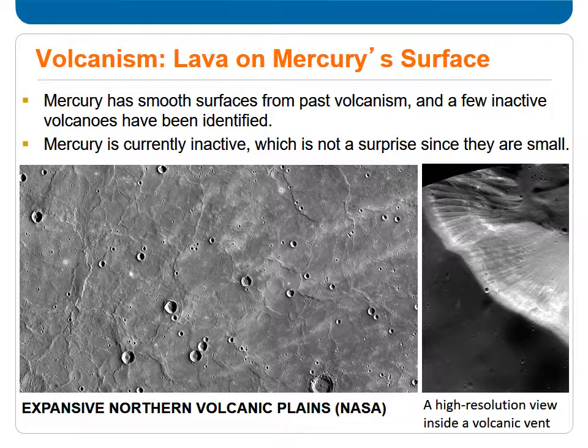The Messenger mission solved the mystery in 2011, finding evidence of fissure vents, hugely long cracks in Mercury's surface from which lava could have flowed.